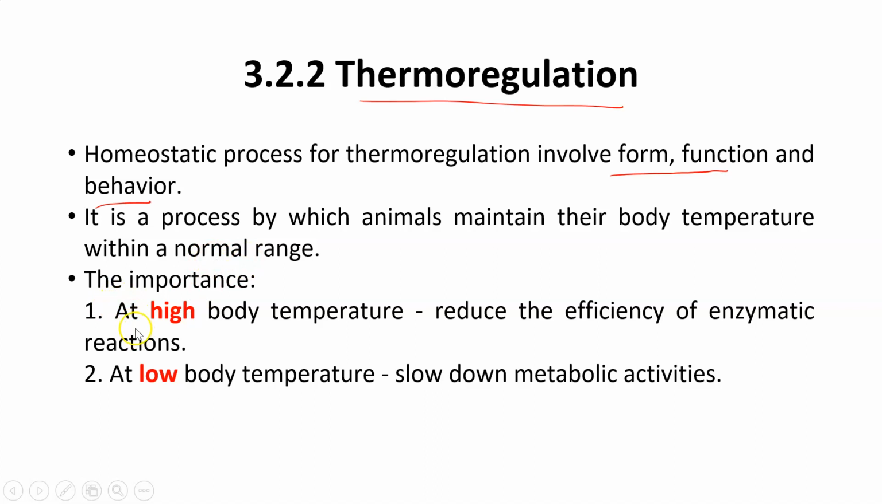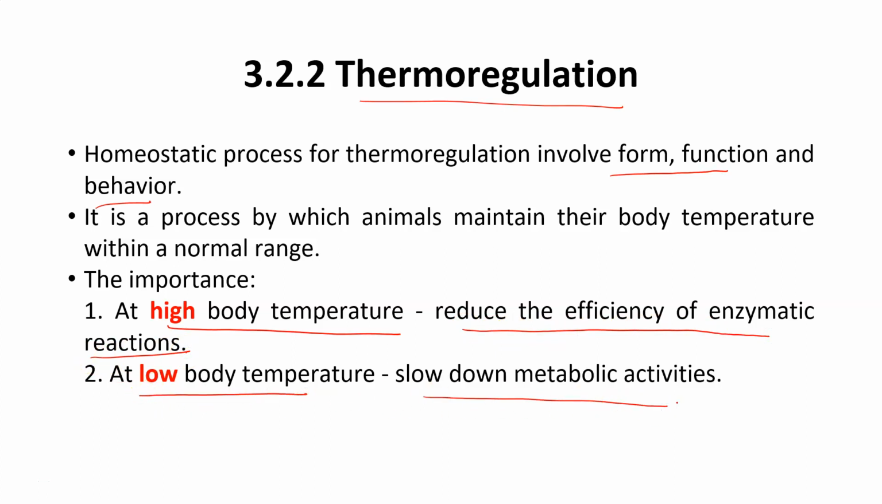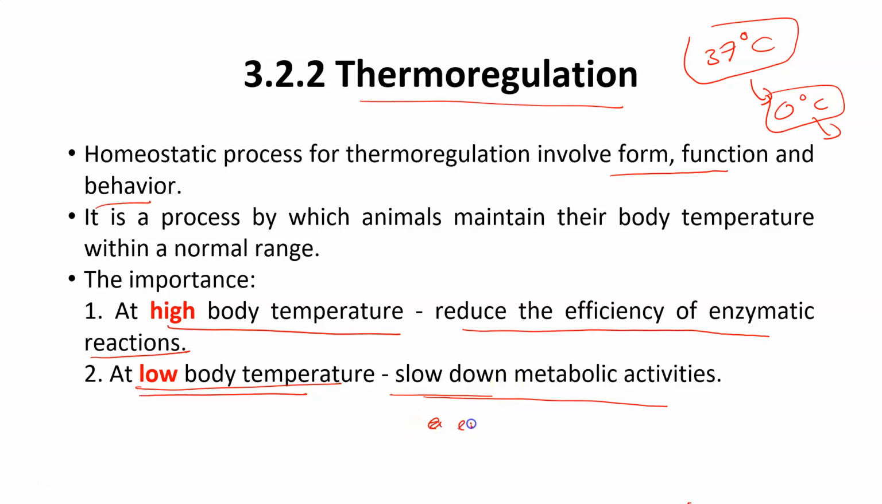Okay, so the importance: at high body temperature, this reduces the efficiency of enzymatic reactions; at low body temperature, it slows down metabolic activity. So your body has to maintain the normal body temperature, 37 degrees. So kalau awak kat tempat yang sejuk, 0 degrees tadi, takkanlah badan awak nak drop to 0 degrees Celsius. Tak boleh. Sebab apa? At low body temperature, enzymes will not function. Enzymes in your body will not be active. Kan? Enzyme tak aktif. Not active.